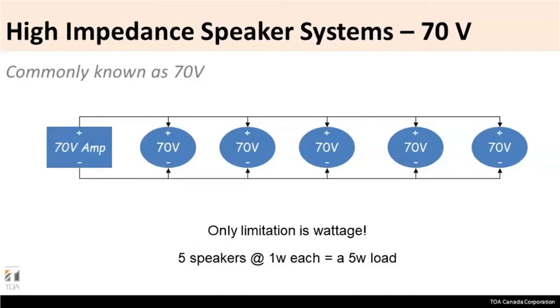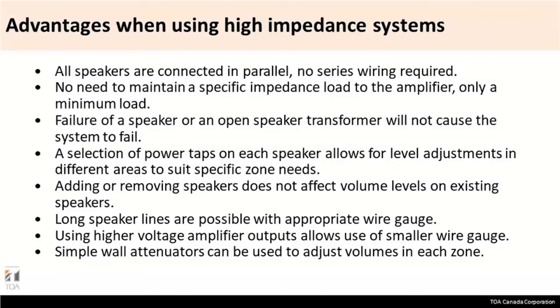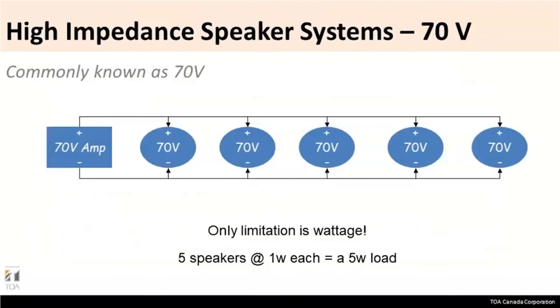They are all connected at 1 watt tapped. So in totality, you have five speakers, total 5 watts connected to the 70 volt amplifier. Now the advantage, if I could just take the slide back again, is that they're all connected in parallel. Let's say one of the speakers goes bad for whatever reason, that does not stop the next speaker in the loop or the chain from getting the announcement or the message.